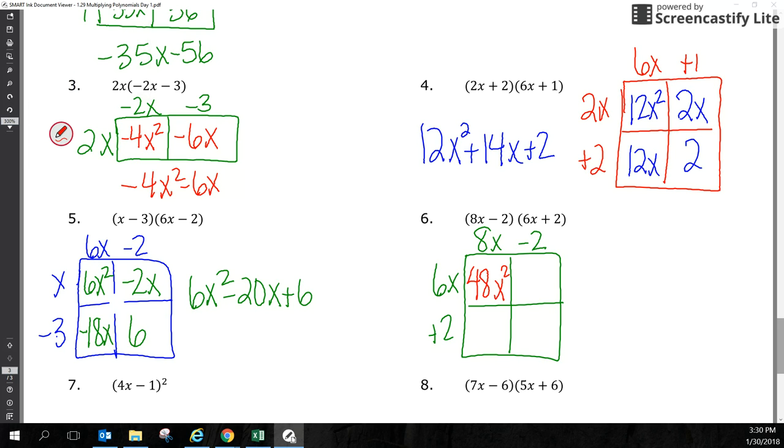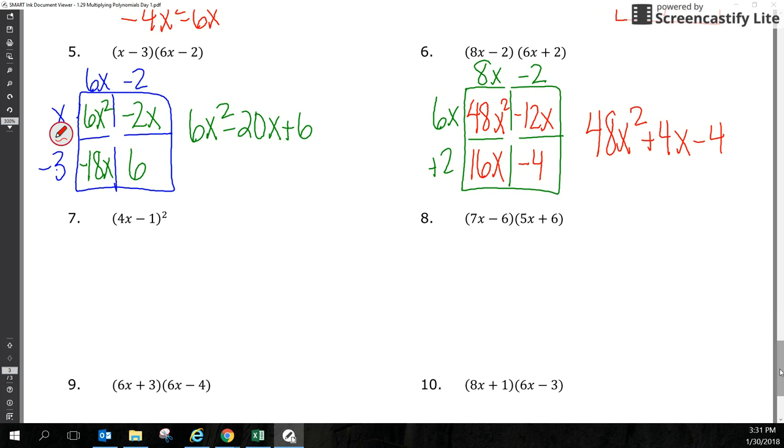And then I've got 6x times negative 2. 6 times negative 2 is negative 12x. Now I've got 2 times 8x. 2 times 8 is 16 times x. And then finally, 2 times negative 2 would be negative 4. Combining our like terms, we've got 48x squared. Now combining like terms, 16x minus 12x would be 4x. And then minus 4.